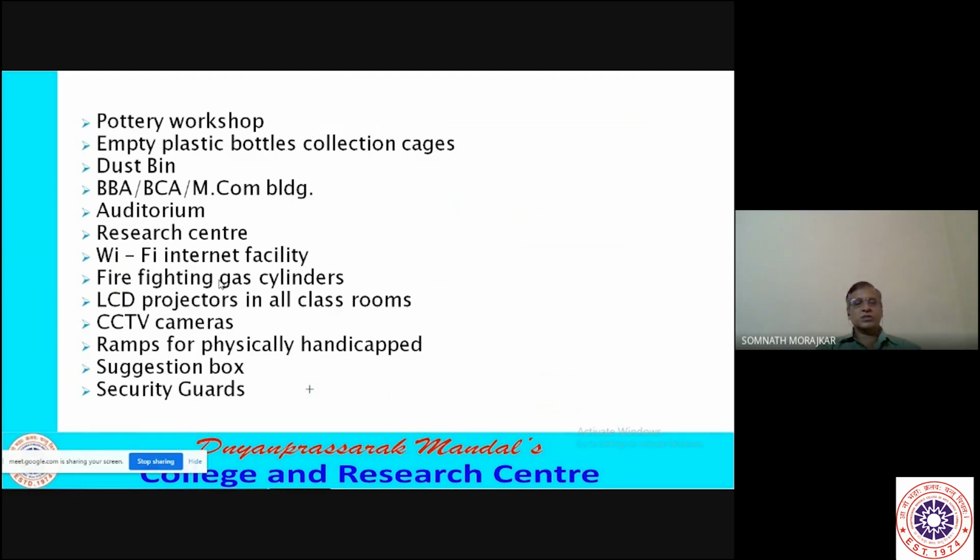Suggestion boxes are put in almost all buildings and even in the library. So in case you want to make any suggestion, you can put your suggestion in the suggestion box. For your safety, we have posted security guards in all buildings, which will ensure that you are safe in the college campus. So these are some of the infrastructure facilities that will be provided by the college to you. I hope you'll make the best use of this.